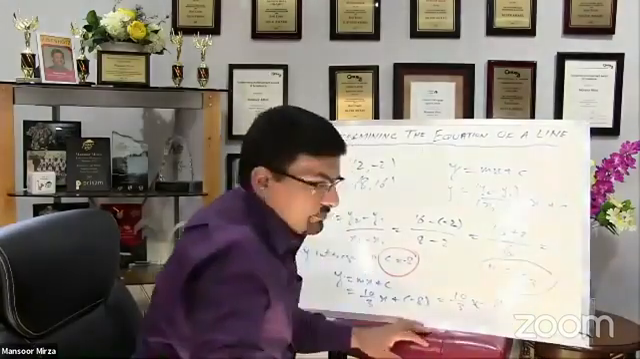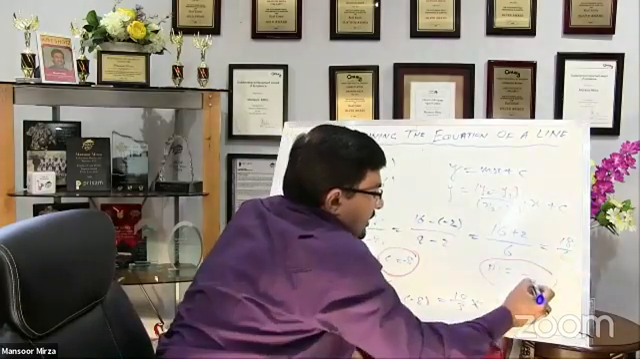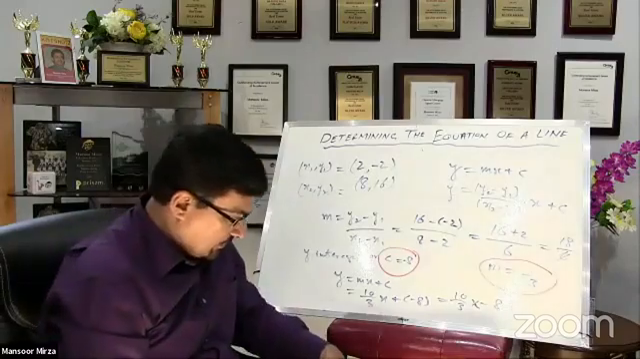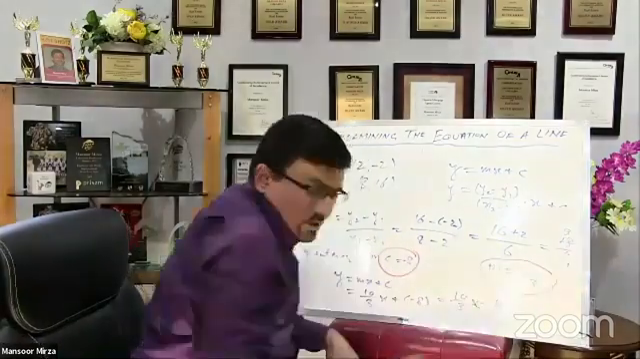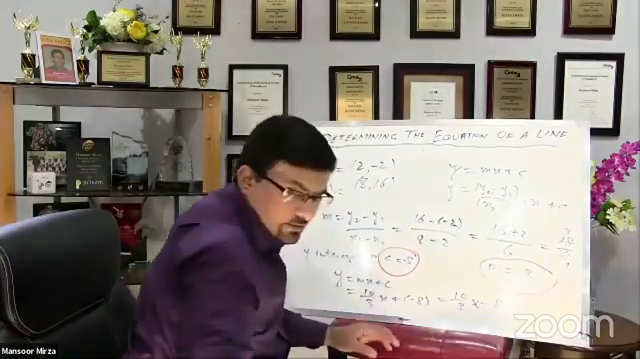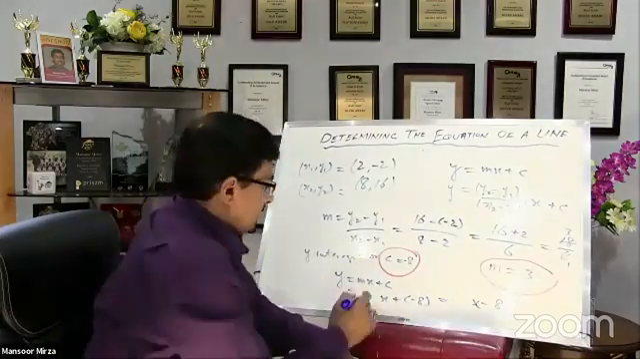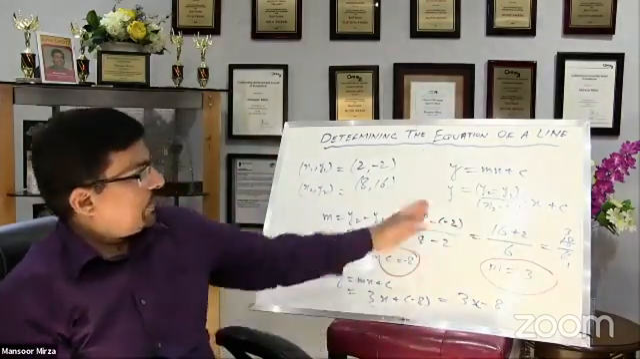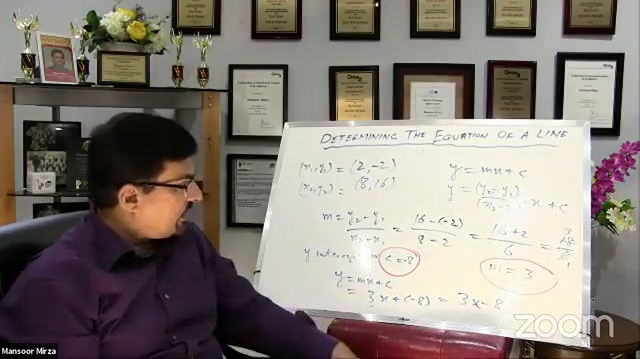So this would be 18 over 6, and 6 threes are 18, so my final answer would be 3 here, 3x. I apologize that I was looking at a different number and calculated wrong. So our final answer is 3x minus 8.